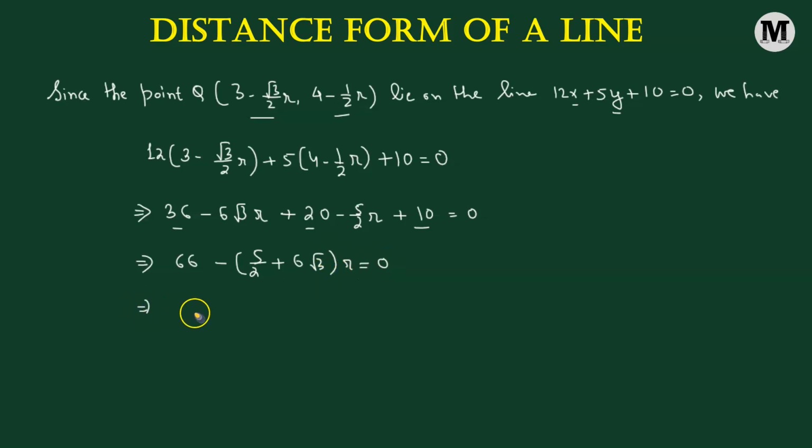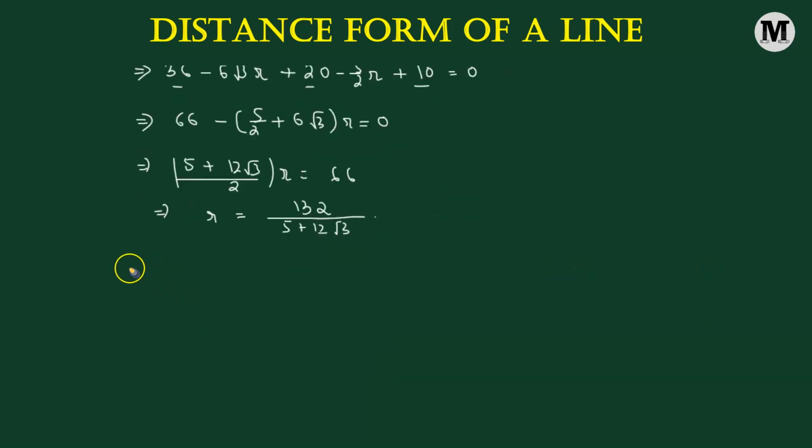Or we can say we have 5 added to 12 times square root of 3, divided by 2, times r, equals 66. So solving for r, we get r equals 132 divided by 5 added to 12 times square root of 3. So we have successfully obtained the value of r, which is simply the length of PQ, equal to 132 divided by 5 added to 12 times square root of 3.